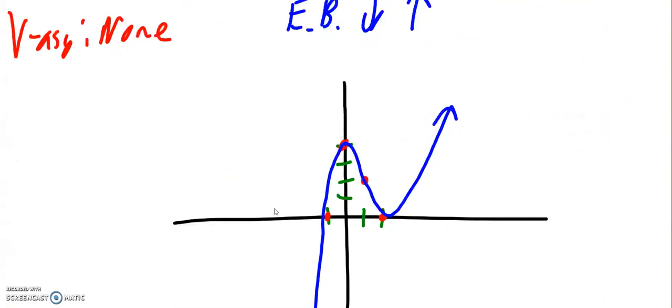So now I can go ahead and sketch the information I have. I want to plot my inflection point, plot my relative minimum, plot my relative maximum, plot my y-intercept, which happens to be the relative maximum, plot my other x-intercept, and then draw in the curve with the correct end behavior.